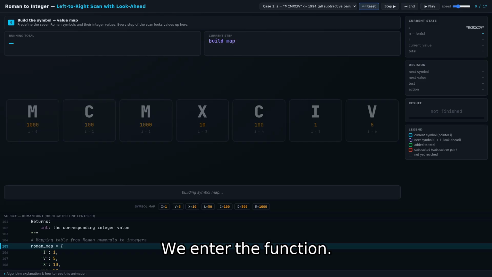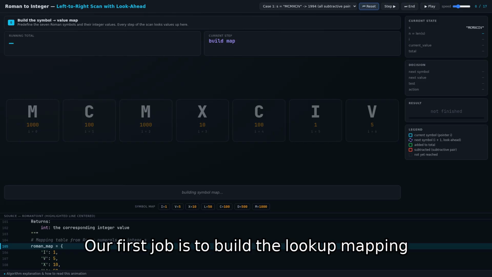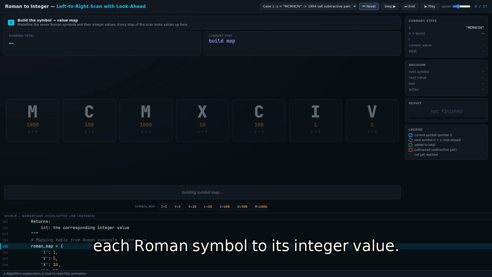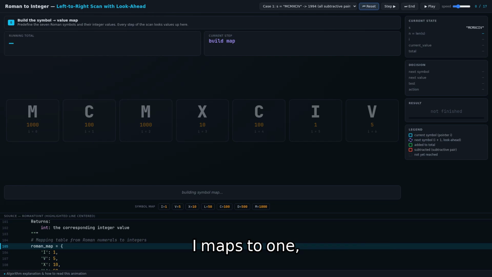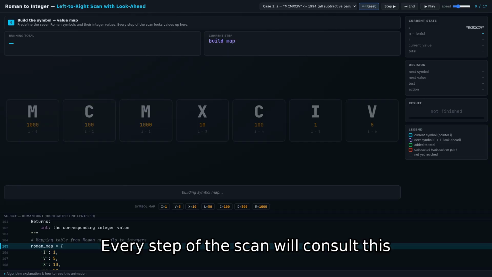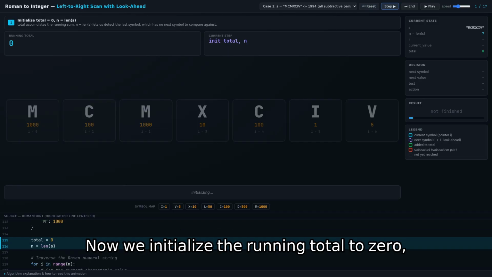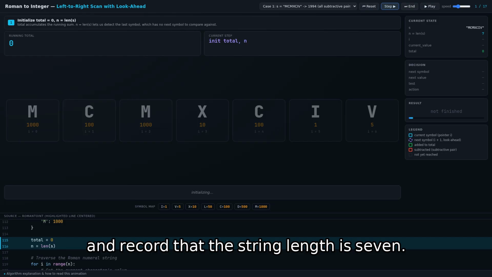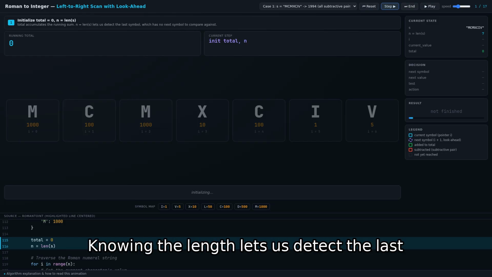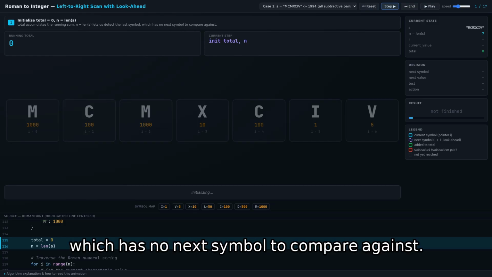We enter the function. Our first job is to build the lookup mapping each Roman symbol to its integer value. I maps to 1, V to 5, X to 10, L to 50, C to 100, D to 500, and M to 1000. Every step of the scan will consult this lookup. Now we initialize the running total to 0 and record that the string length is 7. Knowing the length lets us detect the last symbol, which has no next symbol to compare against.